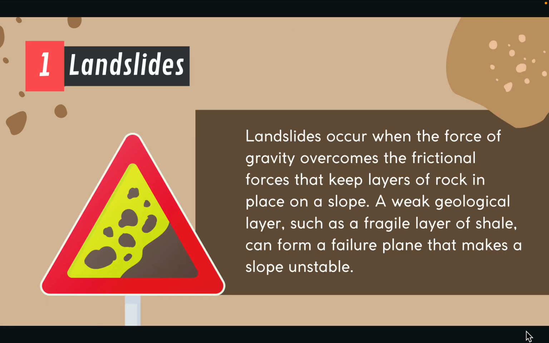So first off, landslides. Landslides occur when the force of gravity overcomes the frictional force that keeps the layers of rock in place on a slope. So a weak geological layer, such as a fragile layer of shale, can form a failure plane that makes the slope unstable, and it causes debris to fall down the steep hill.